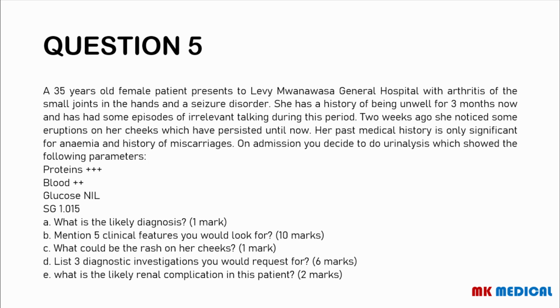Then part C, what could the rash on her cheek be? So this is obviously malar rash. List 3 diagnostic investigations you would request for. So you'd request for antinuclear antibodies, ANA. You would request for double-stranded antibodies. You could request for anti-Smith antibodies. And if you want, you may do a renal biopsy.